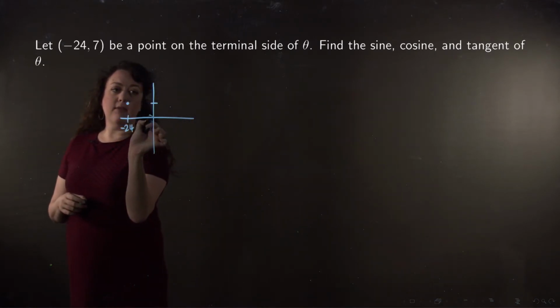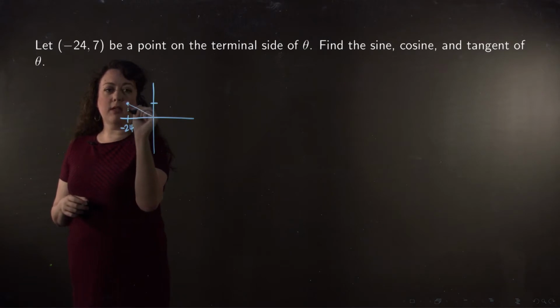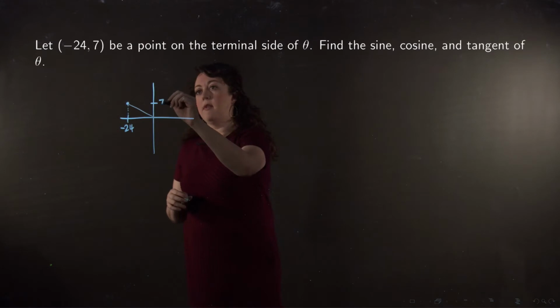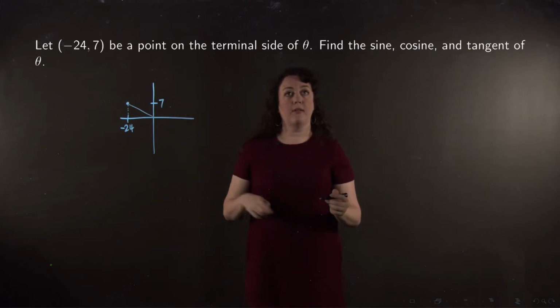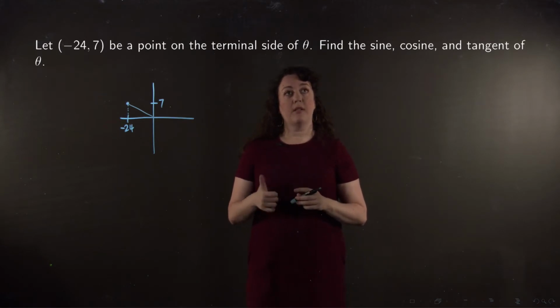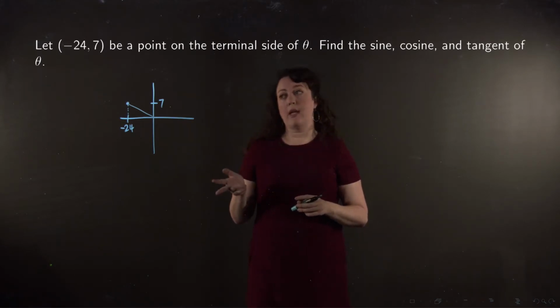We can connect that if you're more comfortable having this look like a triangle. You can connect the origin out to that point. This is 7. Connect the origin out to that point and then see the right triangle happening there, because that's also going to help us set up our sine, cosine, and tangent for that angle.